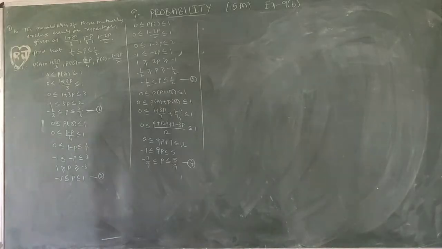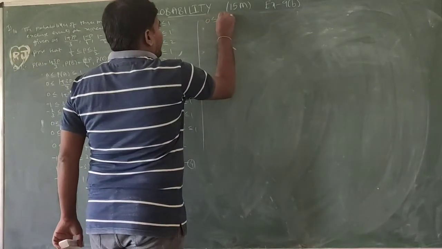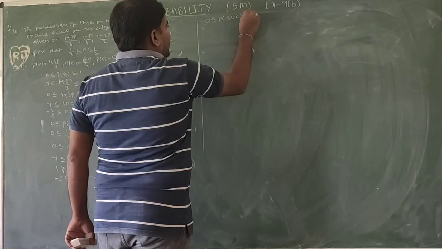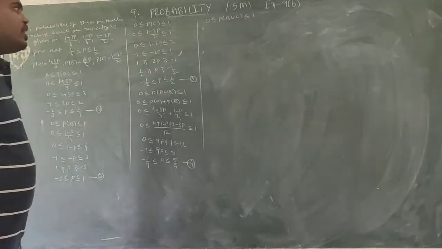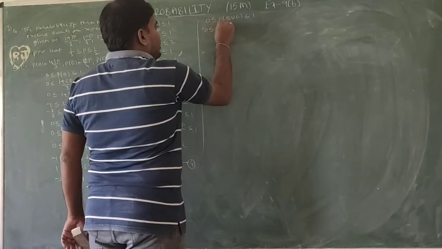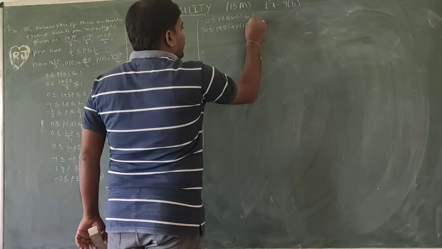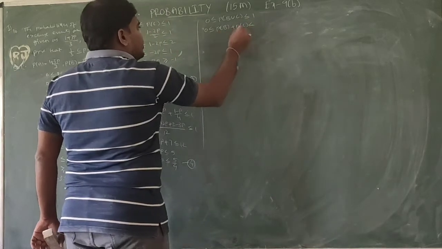Next, after this one, P(B ∪ C): 0 ≤ P(B ∪ C) ≤ 1. If we take B union C, the formula is P(B) + P(C) − P(B ∩ C), that is 0.